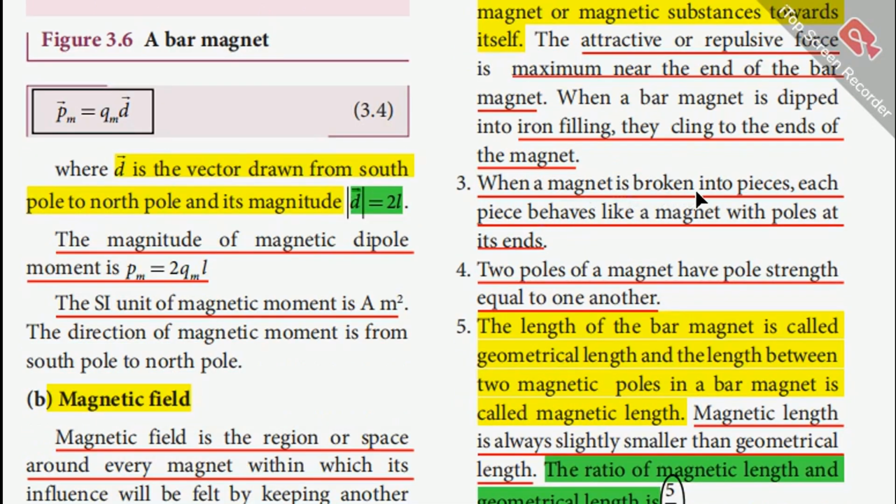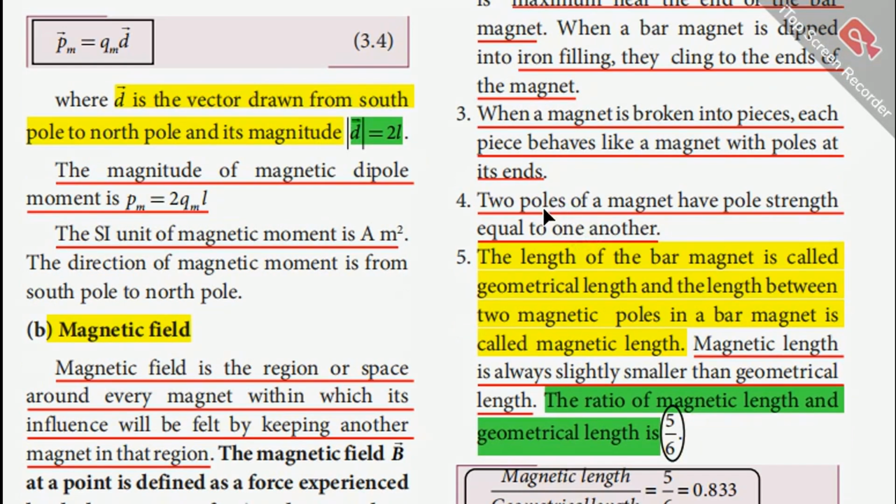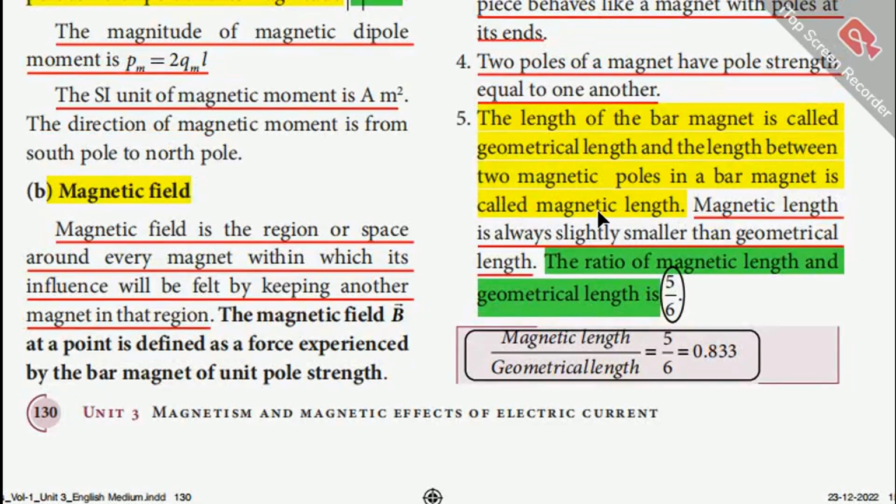When a magnet is broken into two pieces, what will happen? Each piece will behave like a magnet with two poles at their ends. And the two poles of a magnet have a pole strength equal to one another. The length of the bar magnet is called the geometrical length, whereas the length between the two magnetic poles in a bar magnet is called its magnetic length. Magnetic length will always be slightly smaller than the geometrical length.